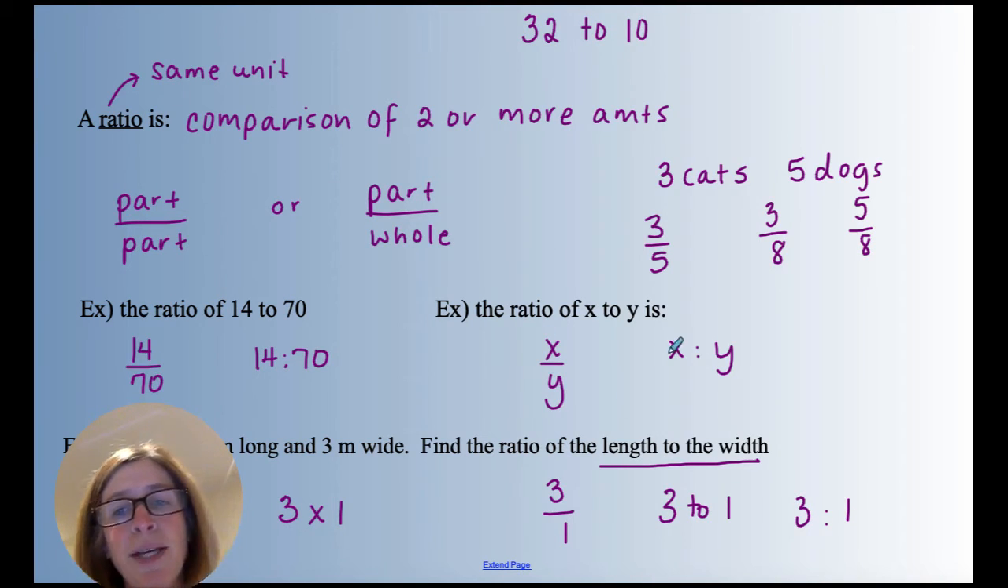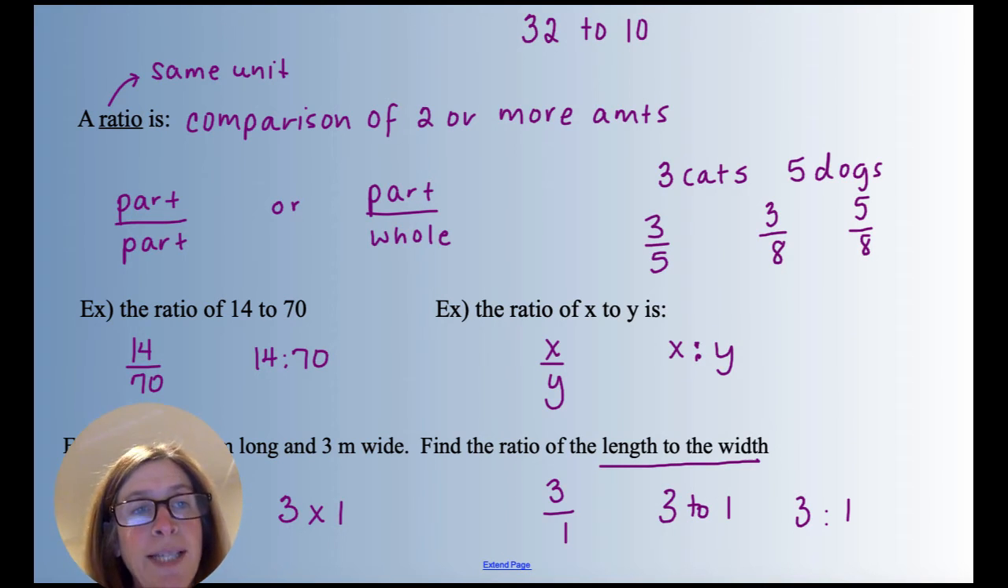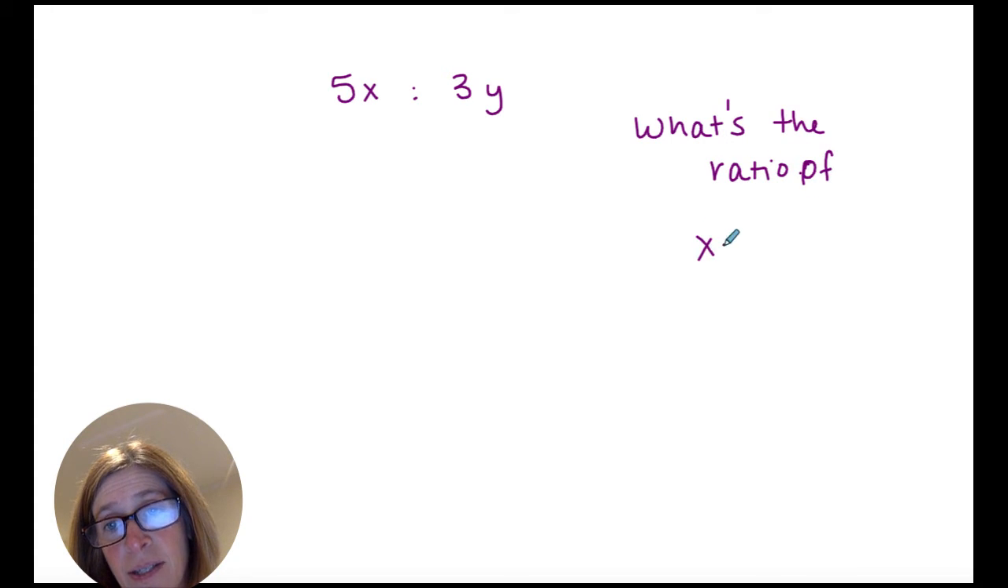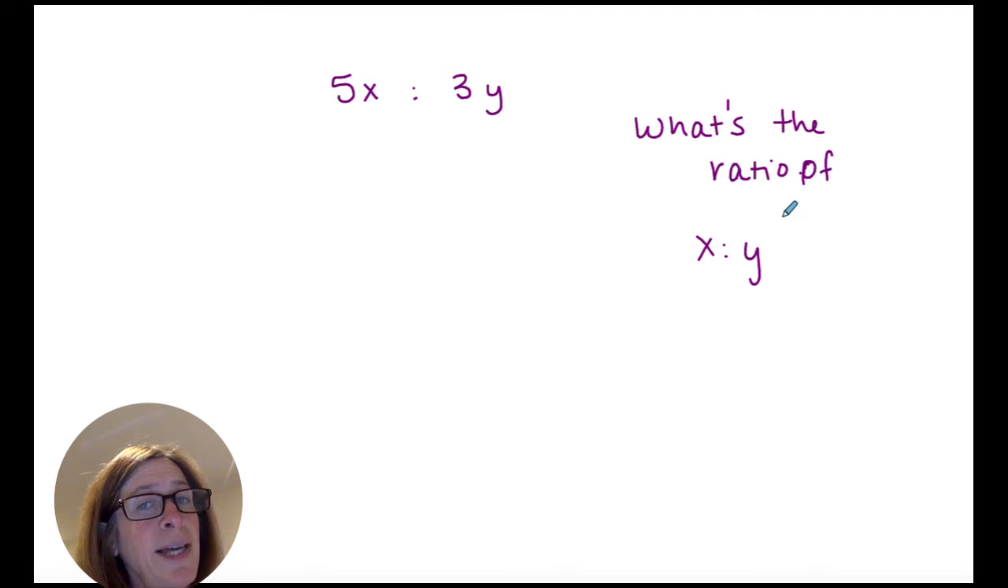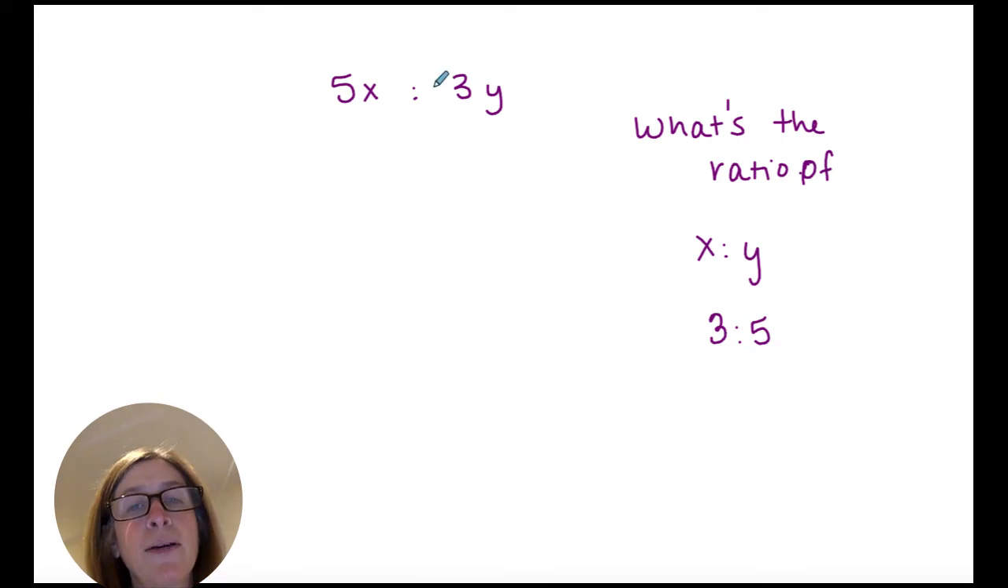Now, I want you to be really careful, too, with the colon versus an equal. For example, if I said to you 5x to 3y, and I asked you what's the ratio of x to y, I would want you to be really careful because it's not 5 to 3. It's actually 3 to 5. Mathematically, ratios are comparing. So it's saying for every 5x, I have 3y.